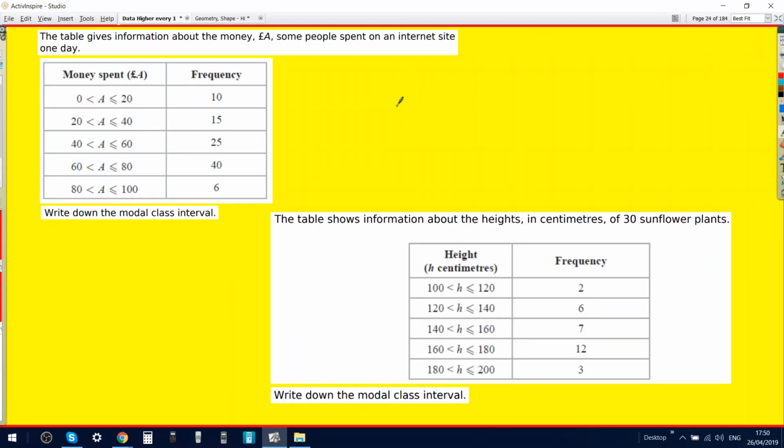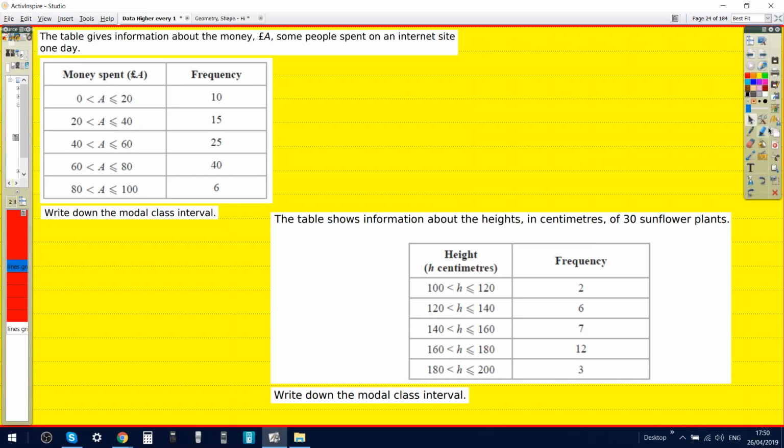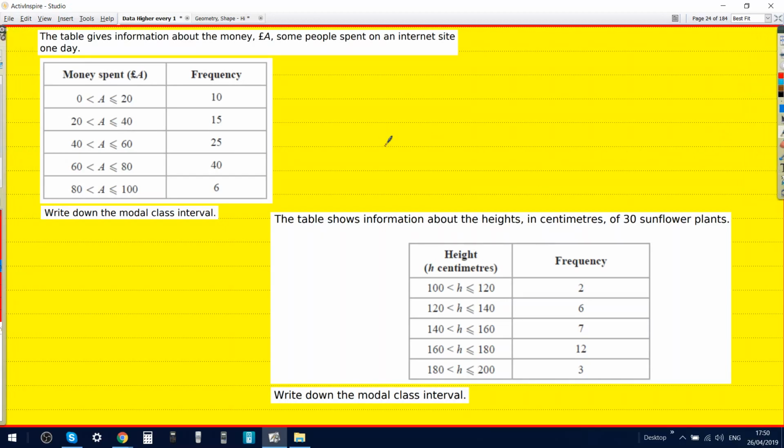Top one. Is it 34? How did you get that? I just did the range. No. Modal class interval means the mode. Oh, so 60 to 80. Yes. And so the bottom one? 160 to 180. Yeah.